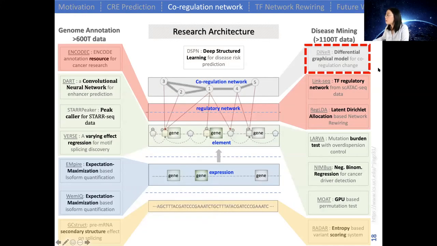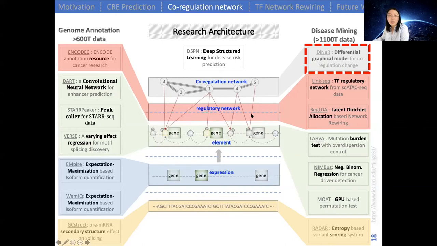So the second part of this presentation is more about disease genome mining. We already built up various annotations on the human genome. We set up the co-regulation network, and we want to see what changes in the disease genome as compared to the normal genome. As you can see, the co-regulation network is the network on the very top. How these regulators 1, 2, 3, 5, they work collaboratively together with each other.